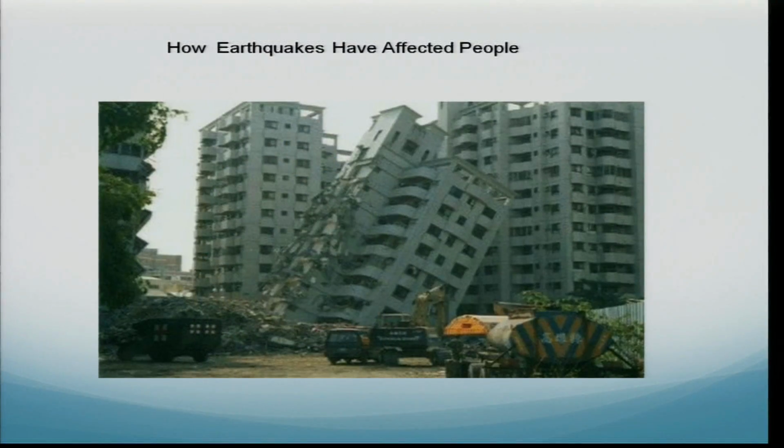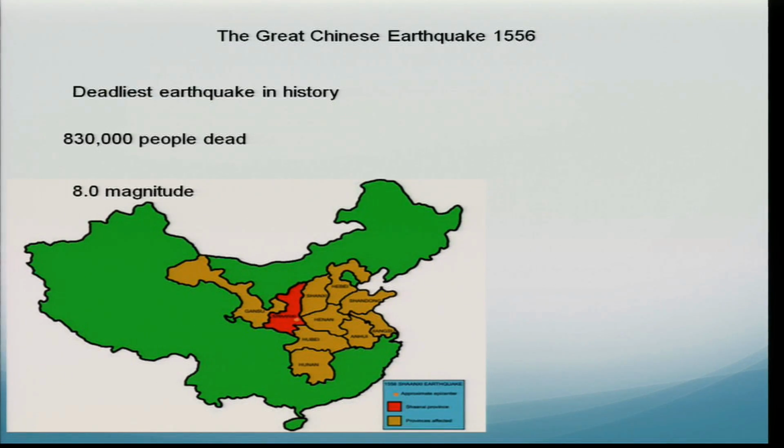So how have earthquakes affected people in history, and what have they done to societies? The deadliest earthquake, which might be surprising to you, was the Shaanxi, China earthquake in 1556. 830,000 people died, mainly because they were living in very poorly constructed buildings or in caves, so their buildings or caves would enclose on them before they even had a chance to get out.